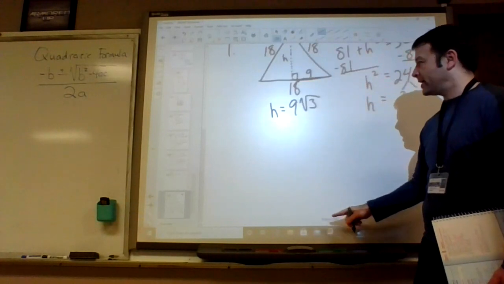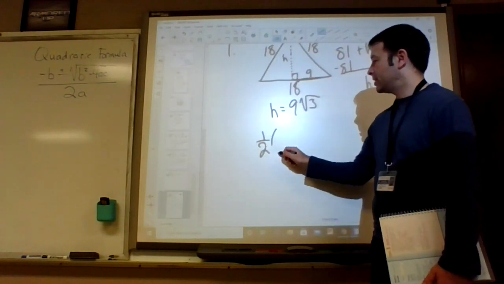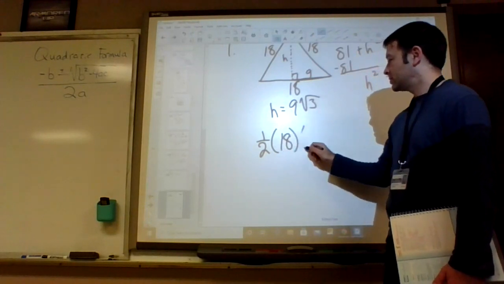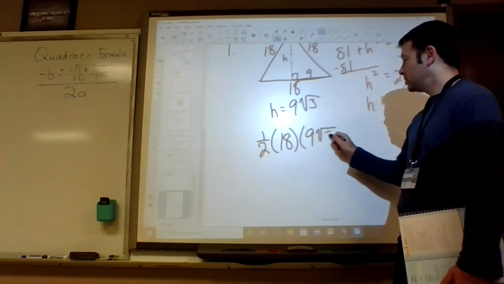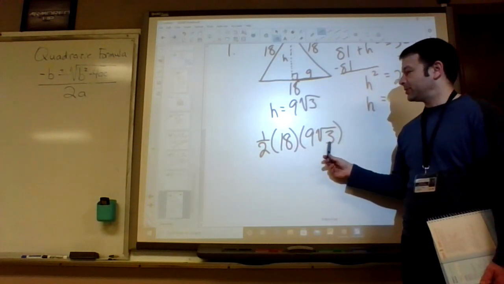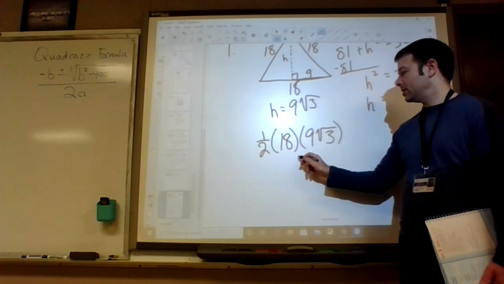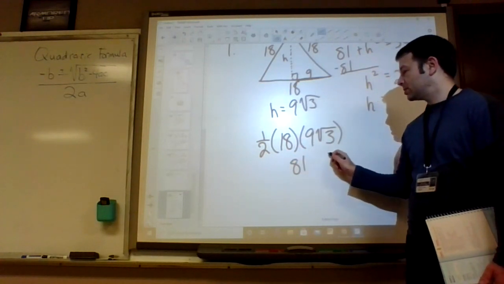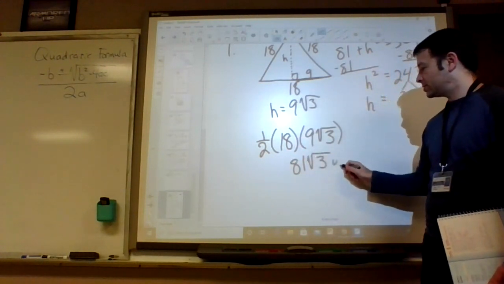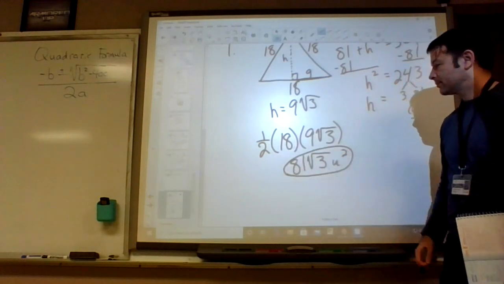So remember, it's 1/2 base times height, so 1/2 times base times height. We'll leave the square root of 3 alone. 1/2 times 18 is 9, times 9 is 81 square root of 3. Units squared, don't forget that.